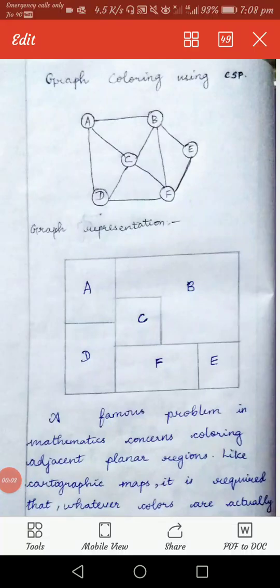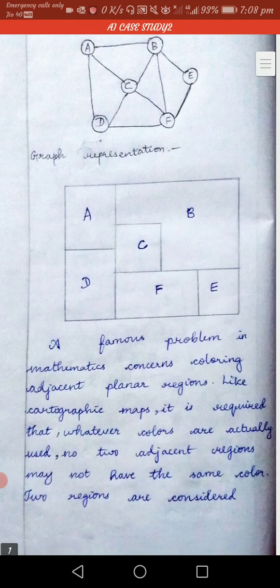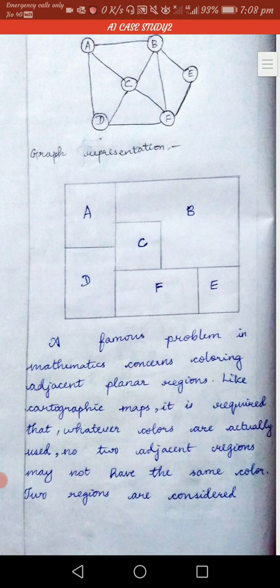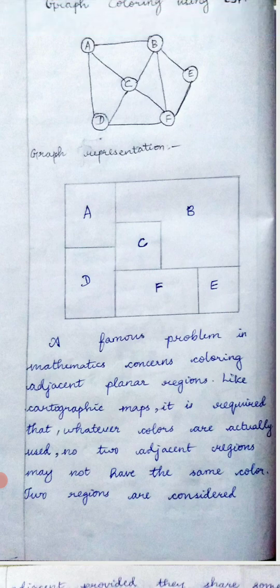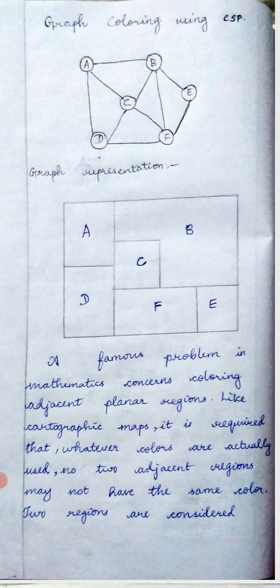Welcome. In this video we are going to talk about graph coloring using CSP. A famous problem in mathematics concerns coloring adjacent planar regions. Like cartographic maps, it is required that whatever colors are actually used, no two adjacent regions may have the same color. Two regions are considered adjacent provided they share some boundary line segment.